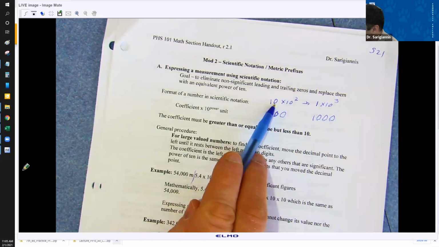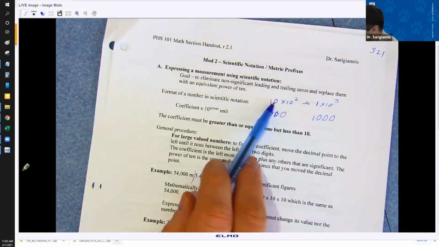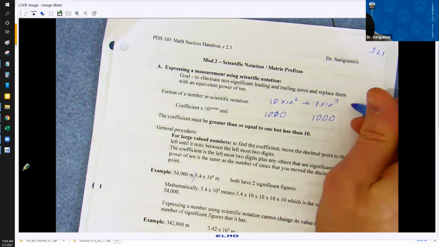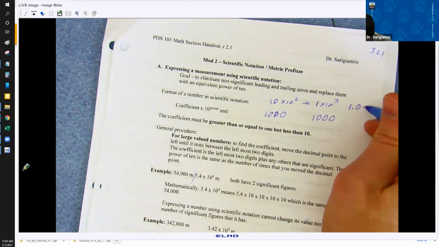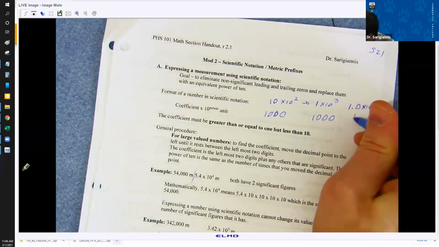And then that allows you also to denote significant figures. If that decimal, if this was significant, right, you'd write 1.0 times 10 to the third. So this would indicate a significant figure.